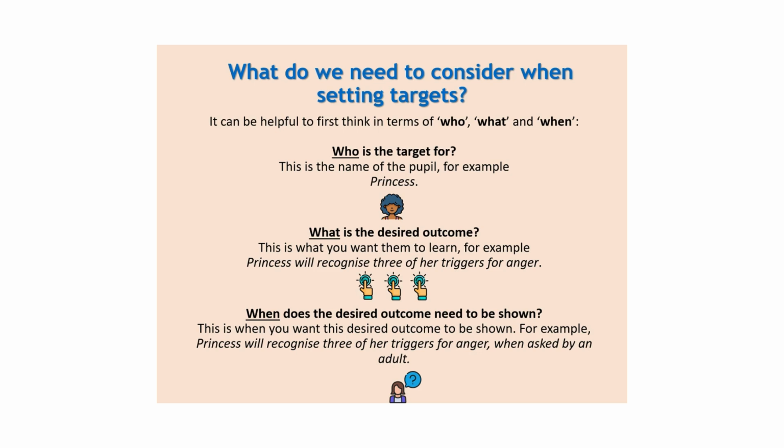And when does the desired outcome need to be shown? This is when you want this desired outcome to be shown. For example, Princess will recognise 3 of her triggers for anger when asked by an adult.